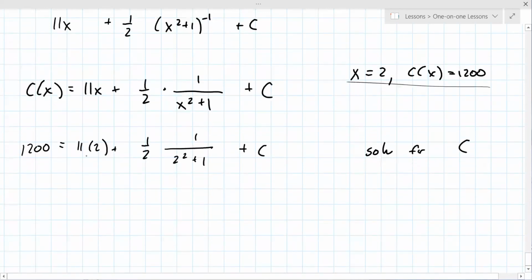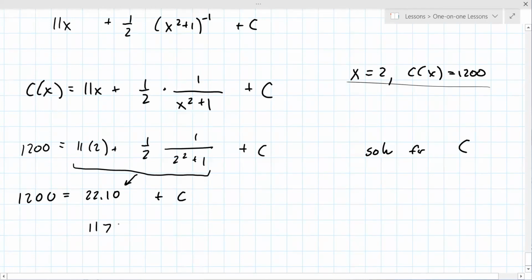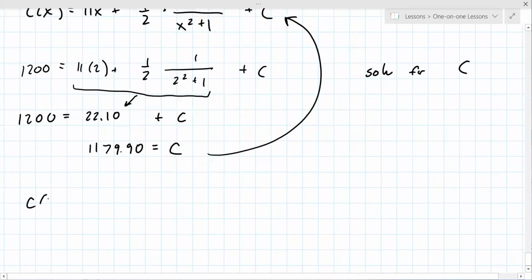You're just moving things around. This is 22. This is 1/5, times 1/2, that's 1/10. So it's 22.10. And then you subtract it from 1,200. You might check that, but it looks like you get 1179.90 equals C. Then you take that and return it back to this line. So the cost function of x is 11x plus 1/2 times 1 over x squared plus 1, plus 1179.90.